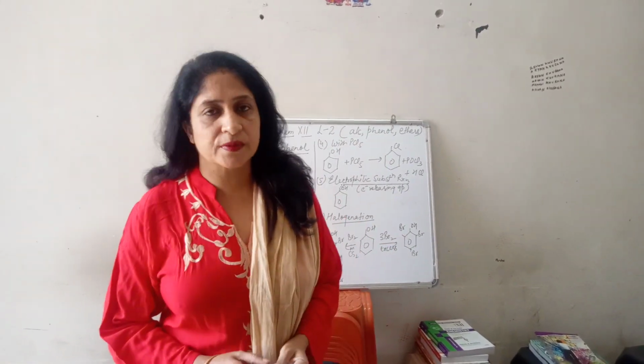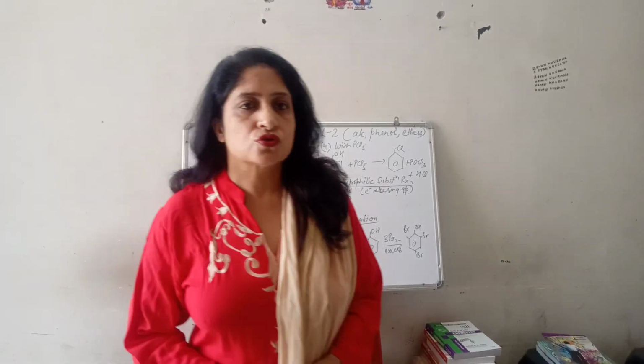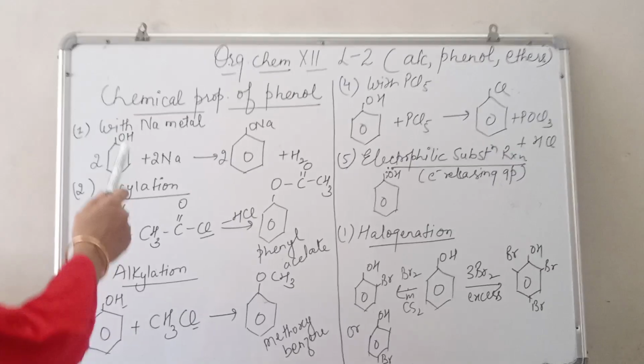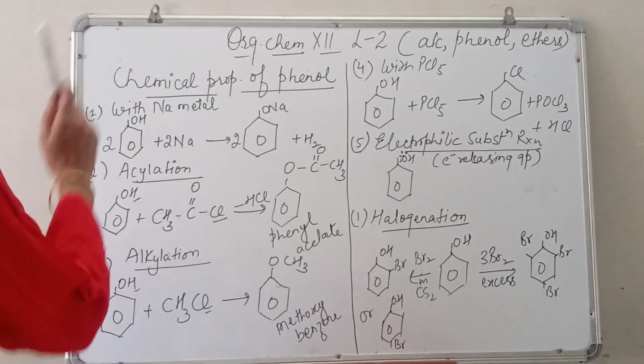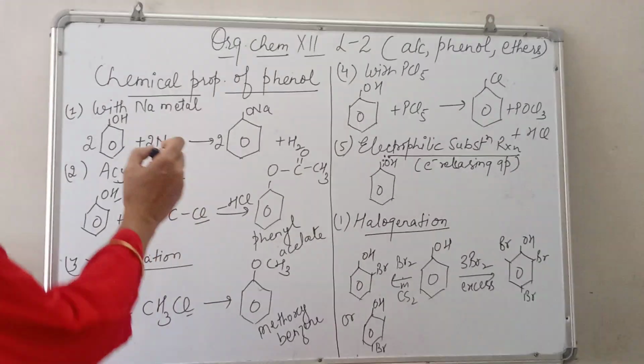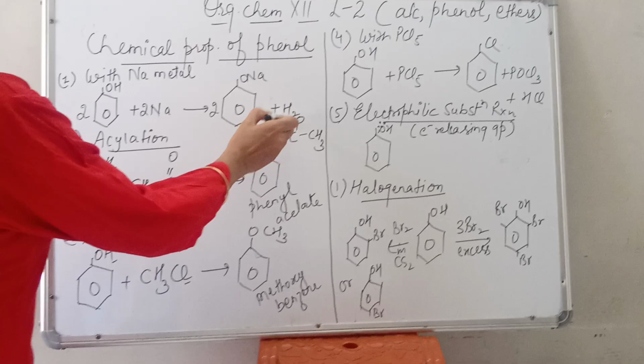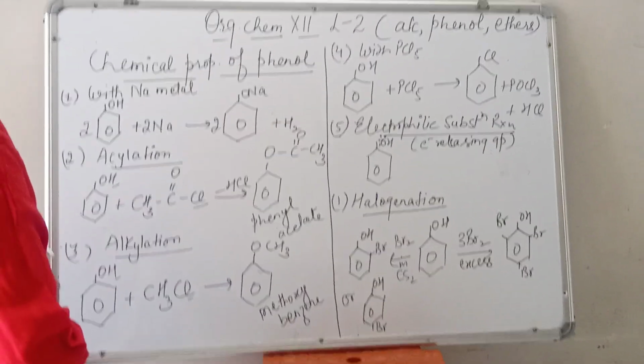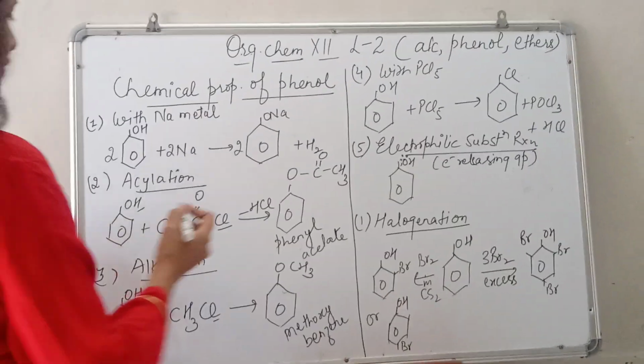We are starting chemical properties of phenol. So firstly, the chemical property of phenol. The first is with sodium metal. Now with sodium metal means sodium is active metal. So with sodium metal it liberates hydrogen gas and the compound formed is sodium phenoxide.